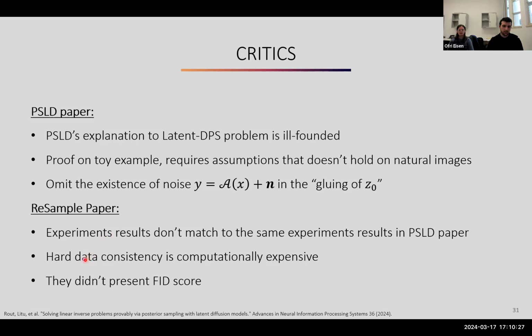Another thing is that hard data consistency is very computationally expensive. Actually, they do address it. I mean, they do mention it. They are aware of it, but it is a really big problem, at least we think it is, so we mention it as well. And also, they did not present FID score. They did mention the LPIPS score, but it's arguably not enough to know if perceptually their images are as good as anyone else's.